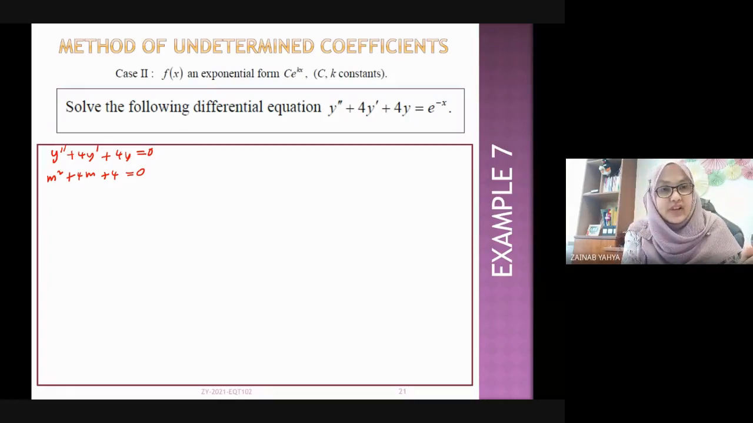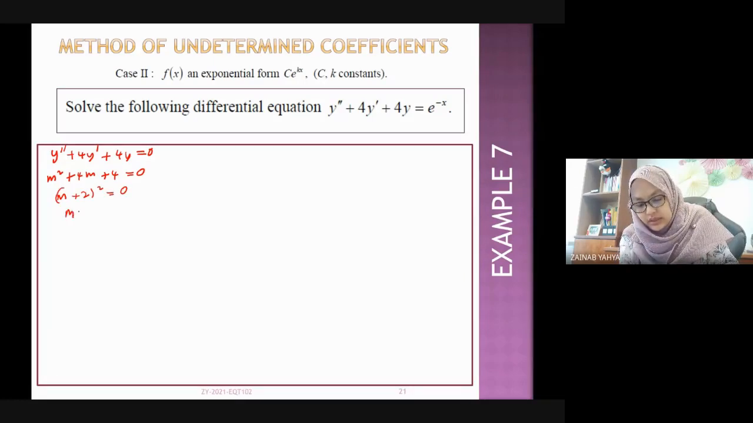So what is the value of m? Anyone? M plus 2 squared equals 0, right? So m is equal to negative 2. This is real and equal roots. So your yh should look like this.